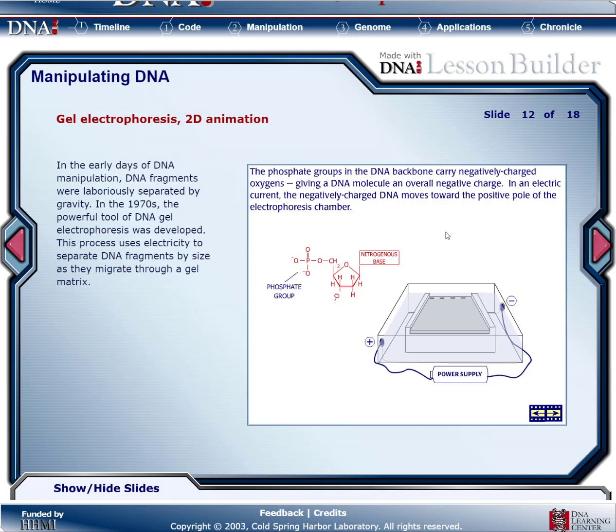The phosphate groups in the DNA backbone carry negatively charged oxygens, giving a DNA molecule an overall negative charge. And in an electric current, the negatively charged DNA moves toward the positive pole of the electrophoresis chamber. From here, negative, to here, positive.